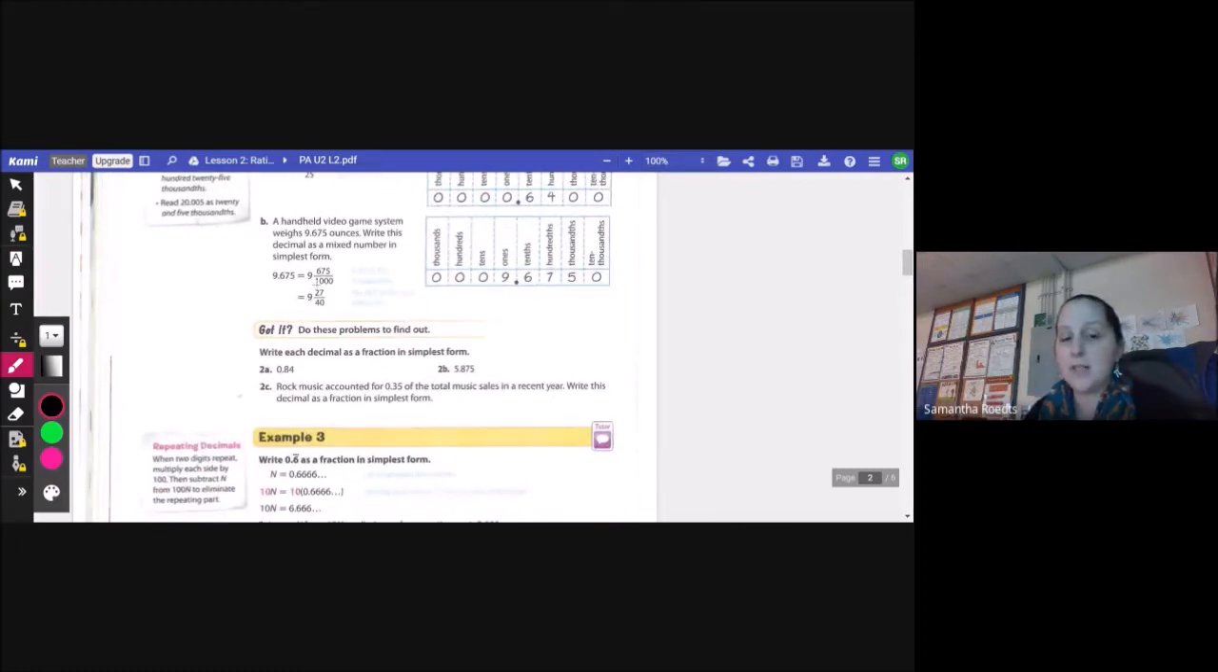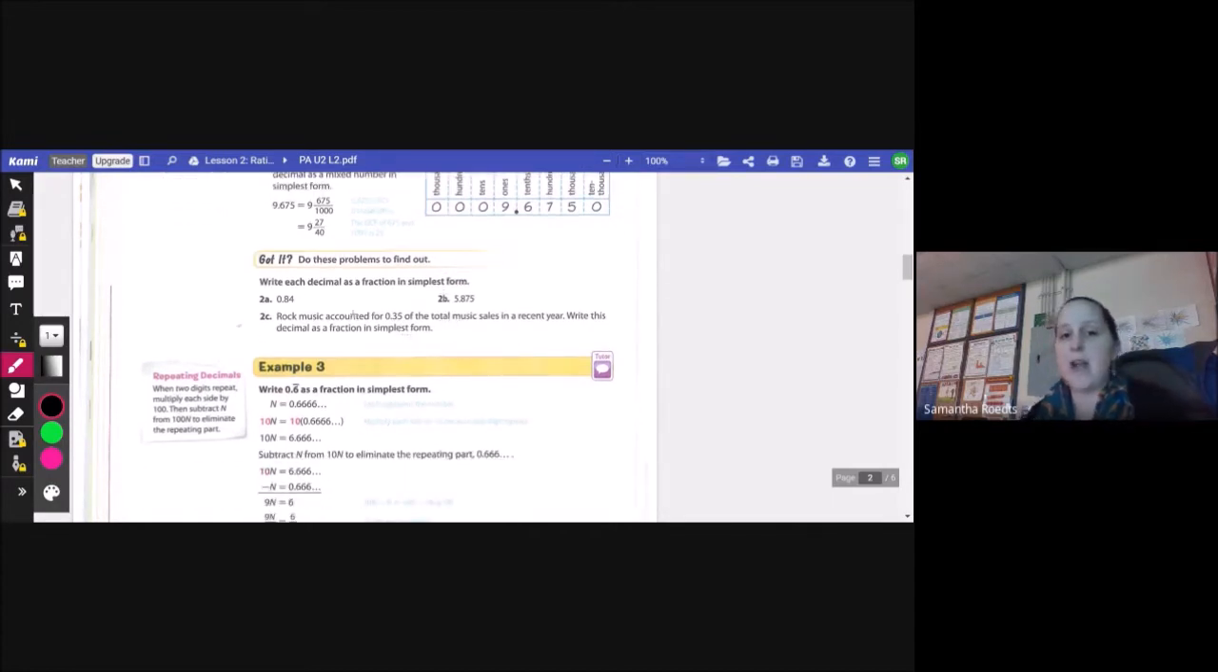A handheld video game system weighs 9.675 ounces, or 9 and 675 thousandths ounces. Write this decimal as a mixed number in simplest form. The 9 comes out front, so anything in front of the decimal is my whole number. Then I write 675 over 1,000. Basically, as many numbers as there are behind the decimal is how many zeros you have in the bottom of your denominator. Then I simplify from there. So 675 over 1,000 becomes 27 over 40.